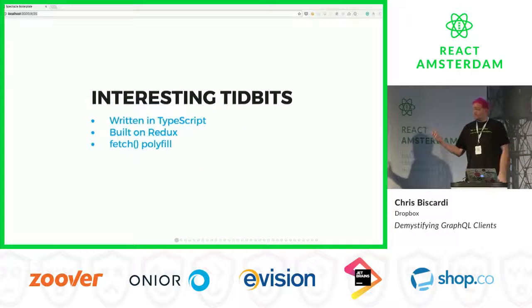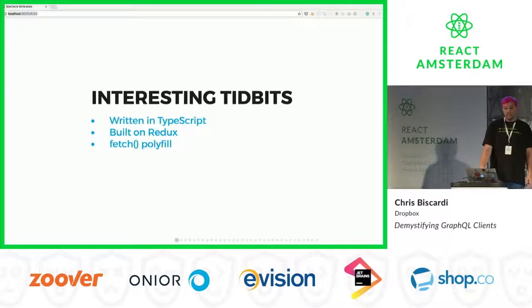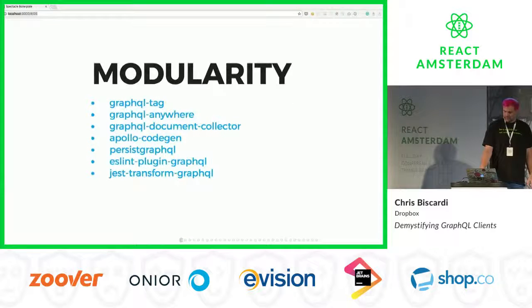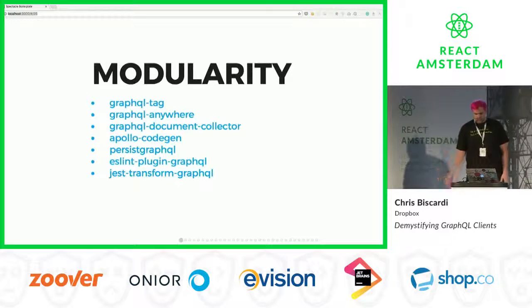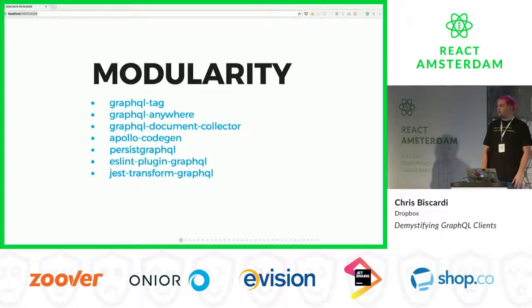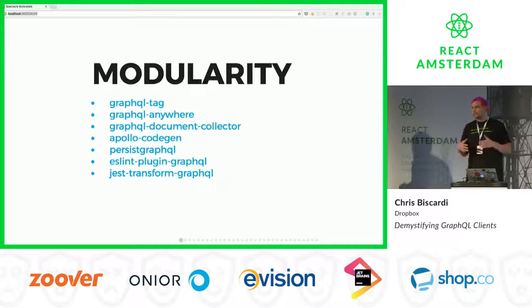It's written in TypeScript. It's built on Redux. And it uses fetch polyfill to make requests that are not subscriptions. It is very modular. There are a number of different packages that are not maintained by the core Apollo group, which can be used in combination with .graphql files or the GQL template literal that Apollo uses. And this is because Apollo has a strong focus on static analysis and separating out processing and the ASTs.